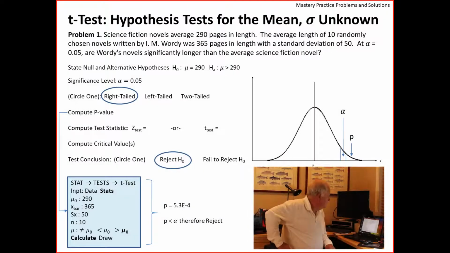All right, good morning. Let's switch over to problem one of two. That's called t-test, hypothesis test for the mean. And I'm going to do a couple of things here. If we think about where we've been so far with hypothesis testing in this mastery section, we've exclusively looked at one type of problem, and that is hypothesis test for the mean, where sigma, the population standard deviation, is known.